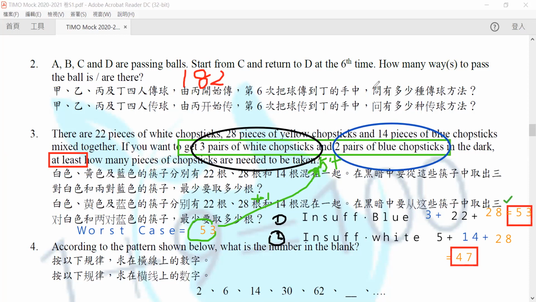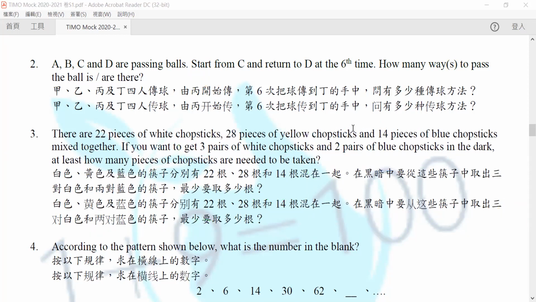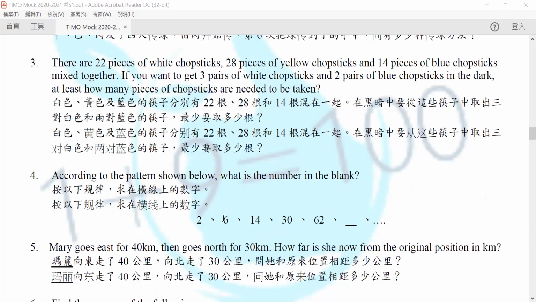According to the pattern shown, what is the number in the blank? Now, what exactly is the pattern? Every time we study this pattern, we will be reminded that it's better for us to start by studying their differences. Now, in here, we know that 2 and 6, the difference is 4. 6 and 14, the difference is 8. 14 and 30, the difference is 16. And for 30 to 62, the difference is 32.